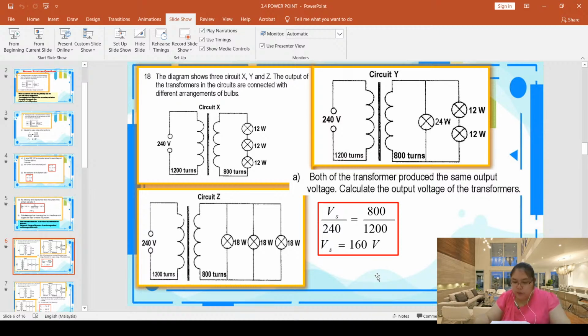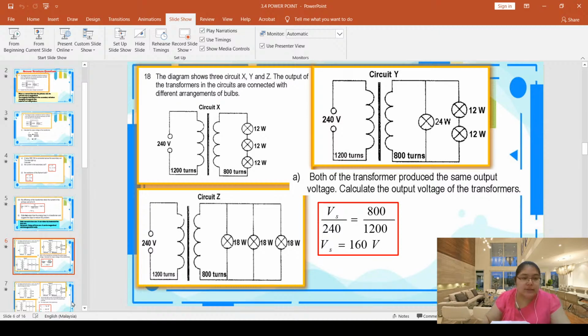Then we continue with question B. Question B, they say all the bulbs light up with normal brightness when 0.25 ampere flows in the primary coil for every transformer. So now we add the current in already. The current for all circuits is the same, 0.25. Now they want you to calculate the input power. Input power is the same for 3 circuits, because the number of turns is not related; the voltage is the same and the current is the same. So we just find one power, enough already.